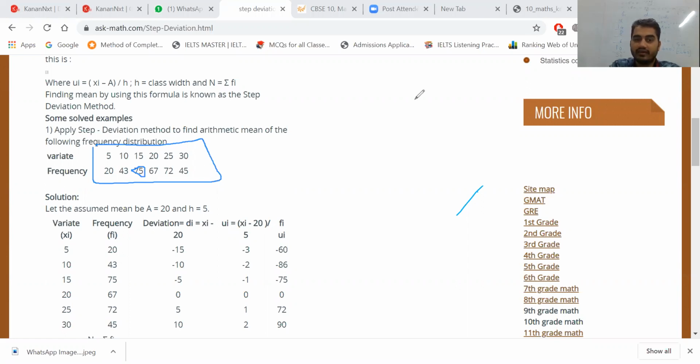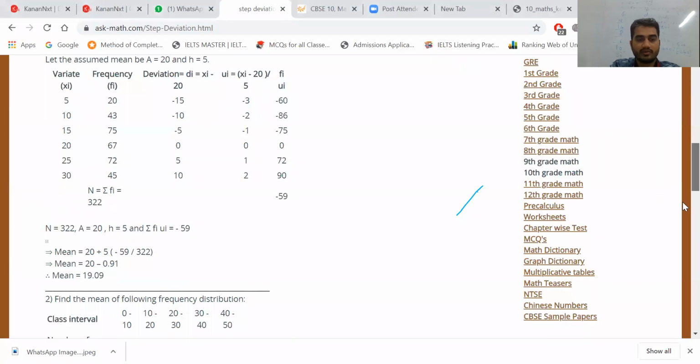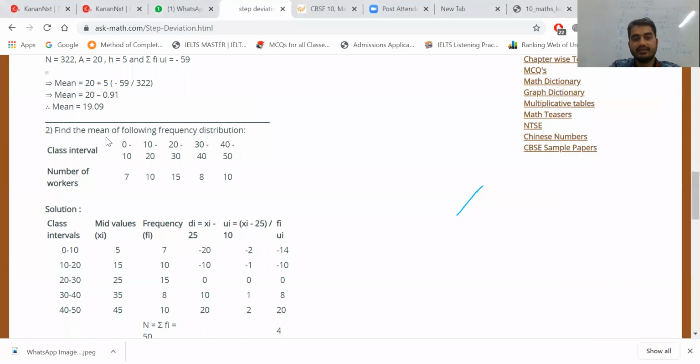Let me show you another one. Suppose in this figure you can see we are having the classes also, and the data which has the maximum frequency is 15. So the modal class will be 20 to 30.